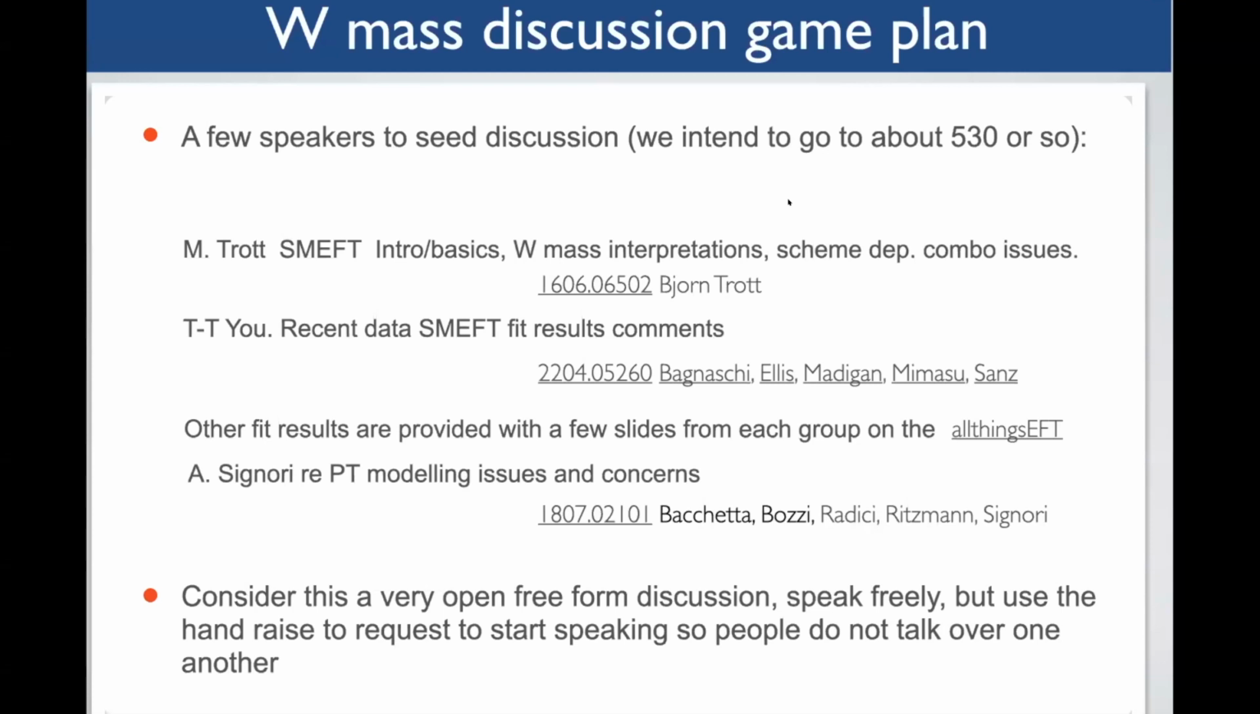And there'll be a couple of speakers. We are very happy that people at last minute agreed to have a few slides and say a few words. Tvong, thank you very much. And Signori is also going to join later in this meeting, who's going to talk about an interesting result regarding PT modeling and some issues and concerns there. And I'm just going to give an introduction on some of the basics and some of the basic interpretational issues that I think are lurking here.